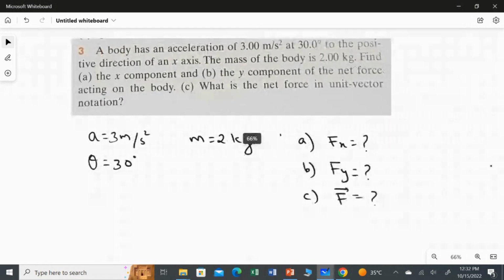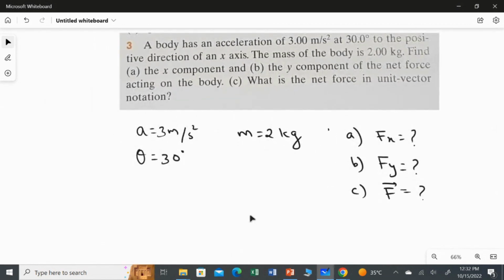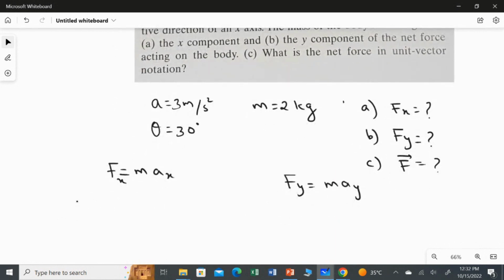So for this, I am going to find the x component of the force. How can you find the x component of the force? It's very easy. We know Newton's second law, which is F equal to m multiplied by a. This is the rule. Here we have an x component and a y component, so I am going to frame this equation for the x component, as well as for the y component. So Fx is equal to m ax, Fy is equal to m ay, because the mass is a constant. Here the mass has just a value of 2 kilogram.